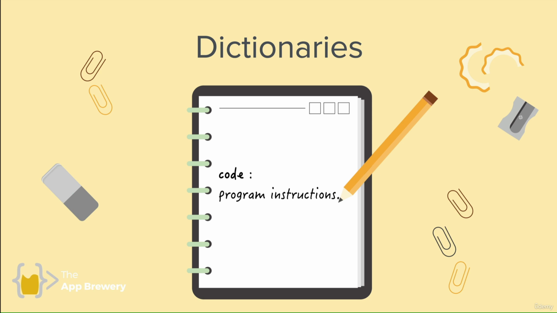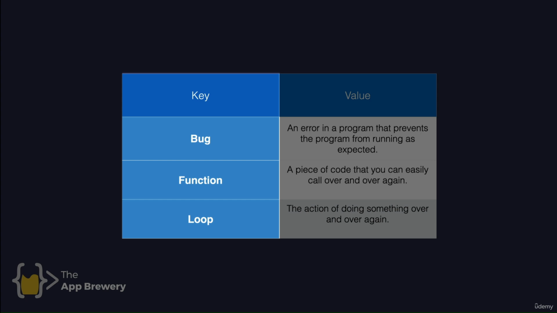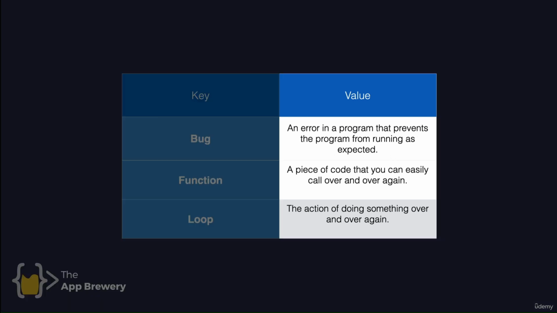The way I like to think about dictionaries is in the form of a table. Every dictionary has two parts to it. On the left hand side is the key, and that is the equivalent of the word in the dictionary. And then it's also got an associated value. That would be the equivalent of the actual definition of the word.